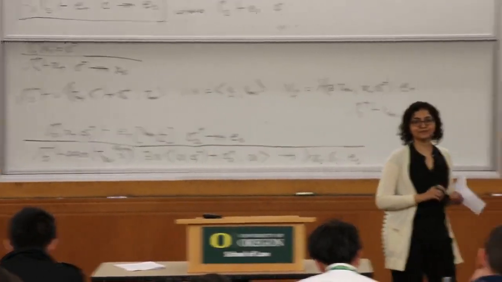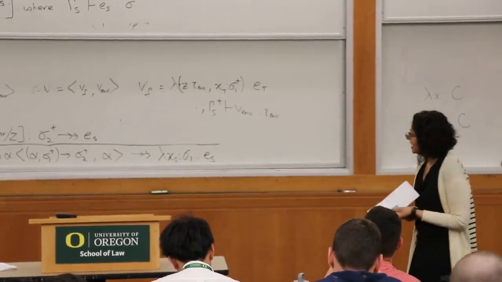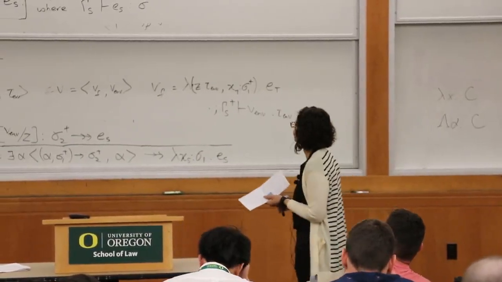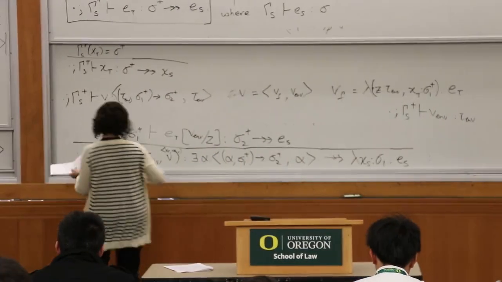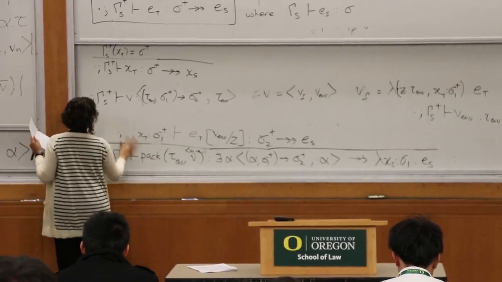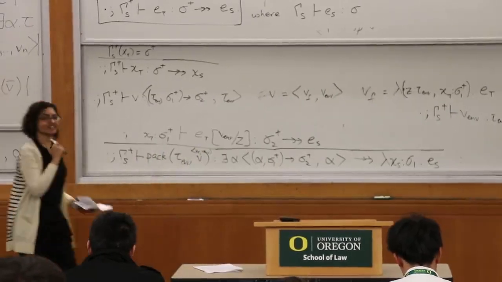Yes? In the target language, the typing for lambdas doesn't preserve the context though, right? So why do we keep gamma S plus in the top here? Oh, right, that's just a mistake. In fact, I didn't have it in my notes, but as I was hurriedly writing it, I put it there. Okay, thanks. Okay.